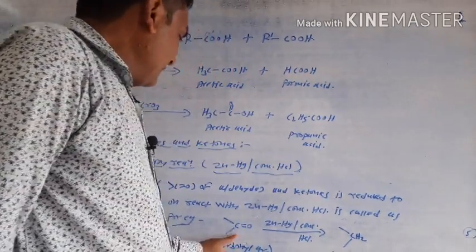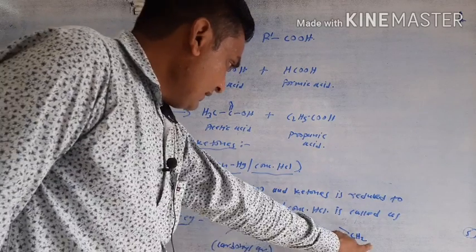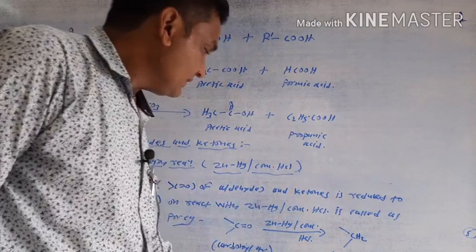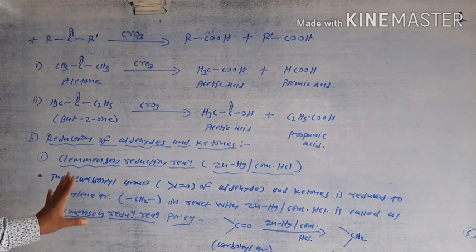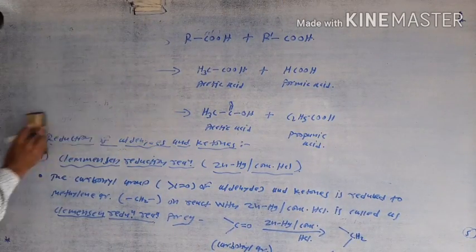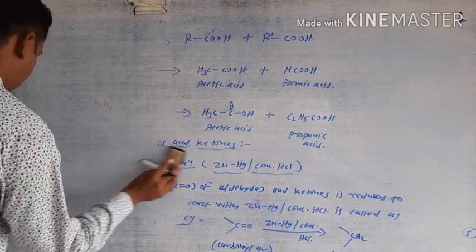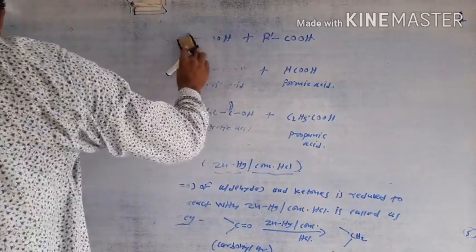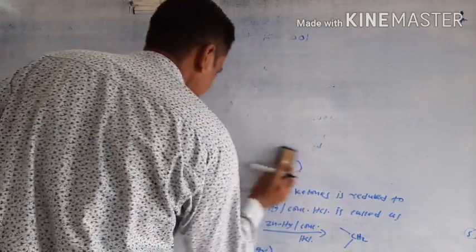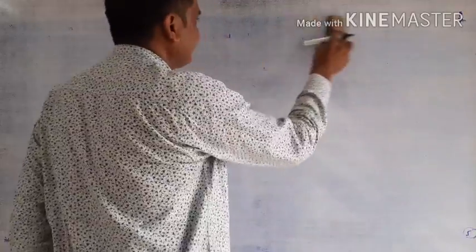In this way, the carbonyl group is easily converted into the methylene group. Here the carbonyl group is reduced: oxygen is lost and hydrogen is added. So the overall reaction is a reduction reaction, and this type of reaction is called the Clemmensen reduction reaction. A particular example of the Clemmensen reduction reaction follows.